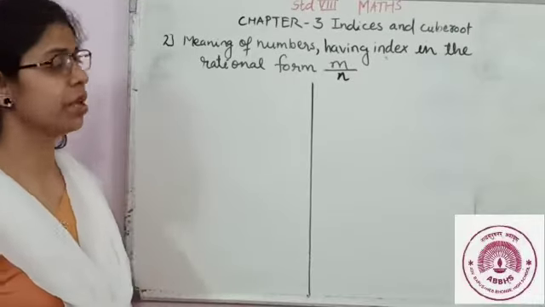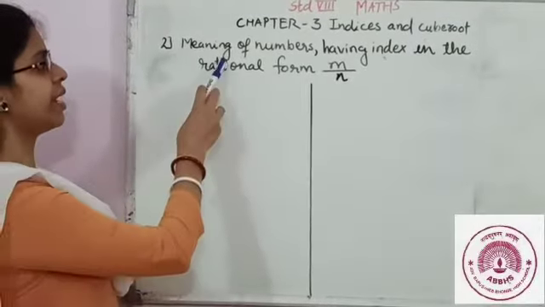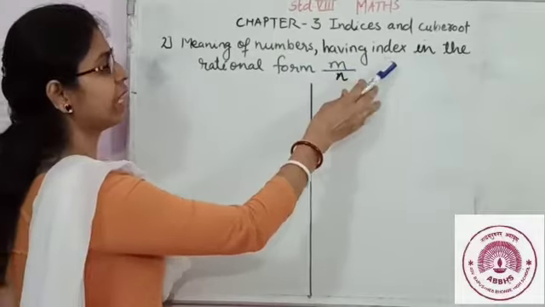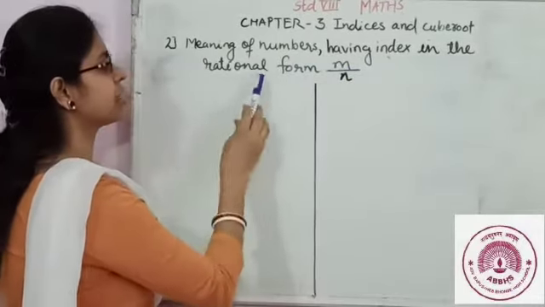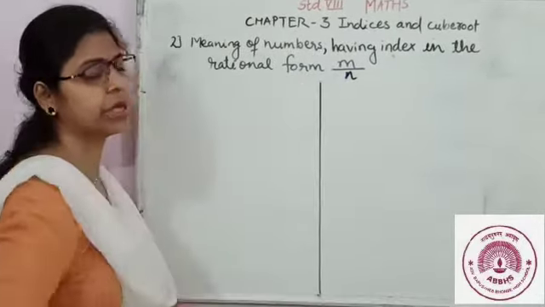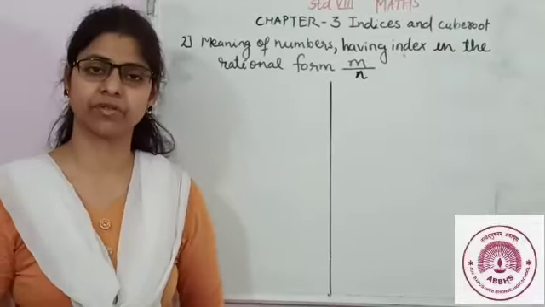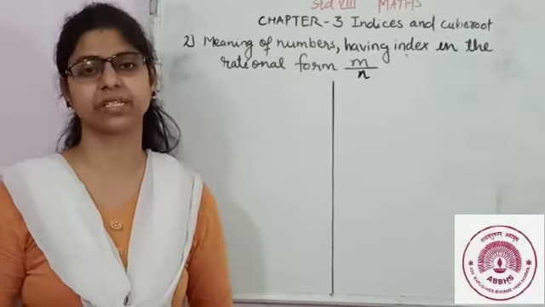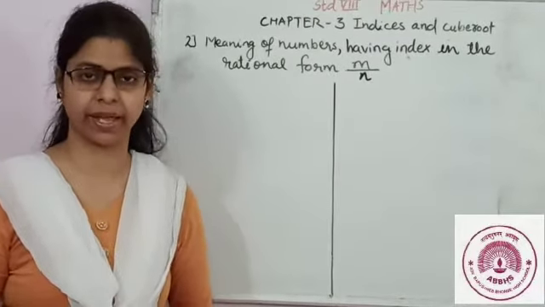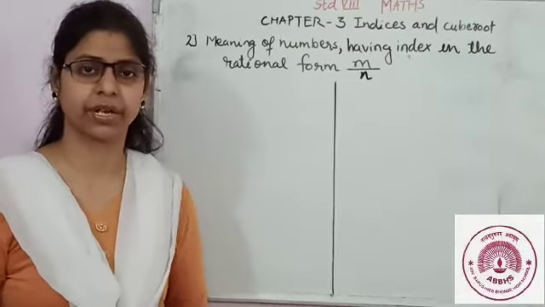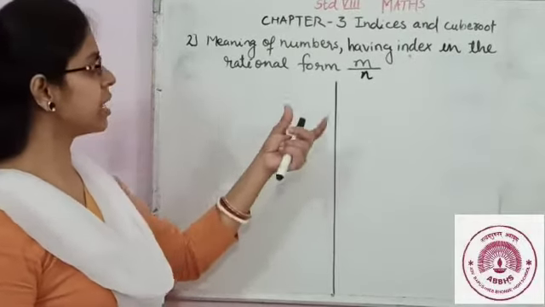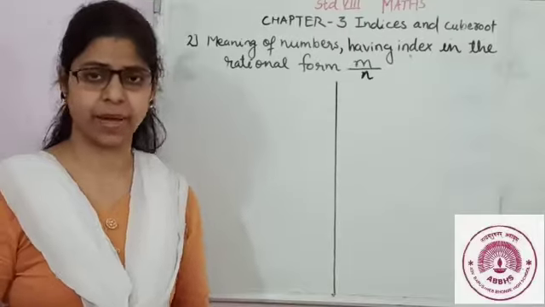Students, today we are going to see the meaning of numbers having index in the rational form m by n. In the last session, we have seen numbers with index of the type 1 by n. Do you all remember that? Yes? Now let's understand this with an example.